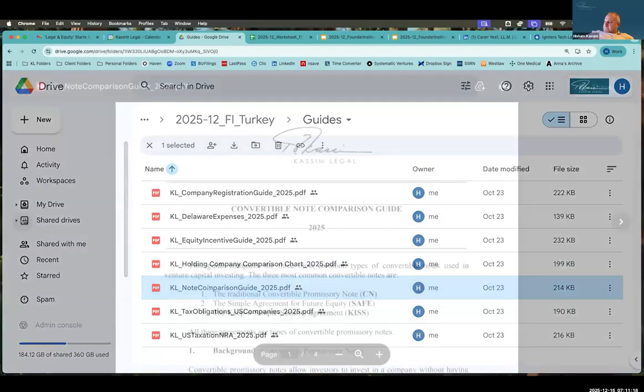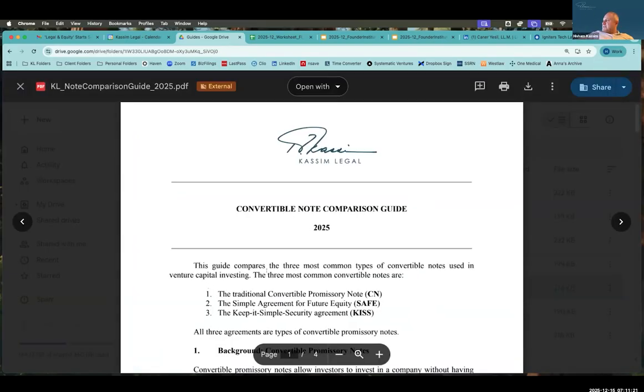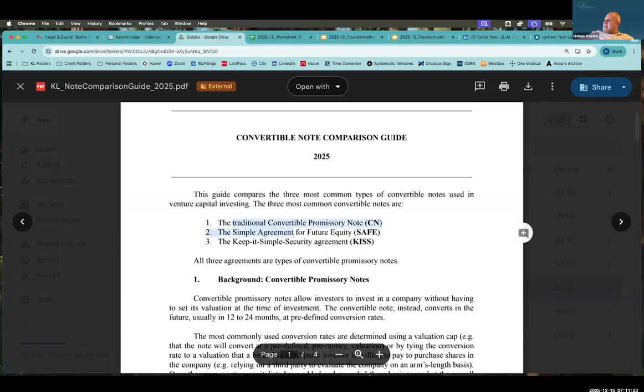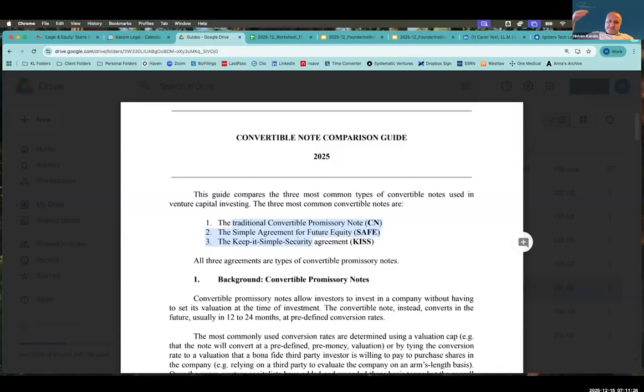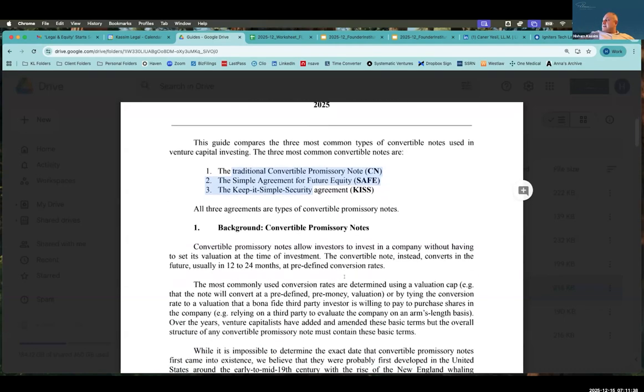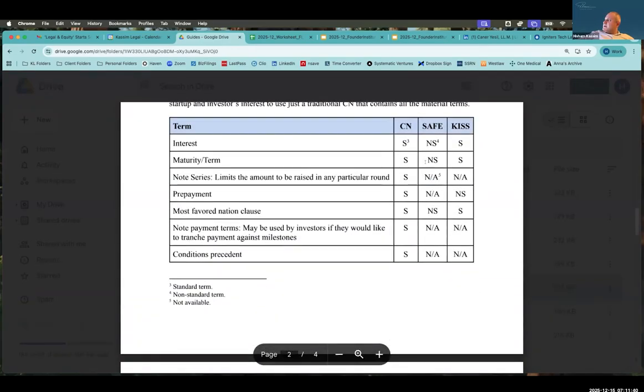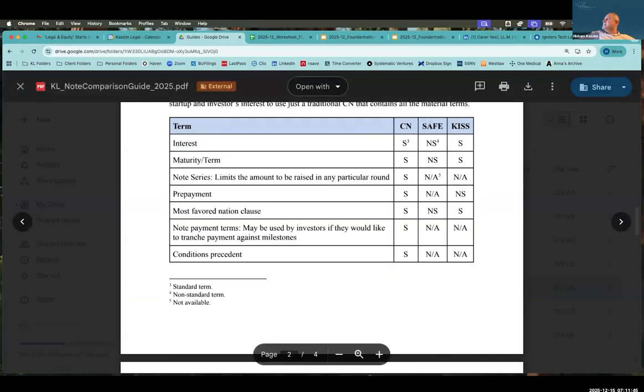Sorry, I'll be done soon. These are the various types of convertible instruments like convertible notes, SAFE, KISS. I don't know if you guys remember the KISS, but it was popular 10, 15 years ago. Before that, we had the convertible note. Now it's the SAFE, and this compares each one side by side so you could see what the differences are. Right now, everyone uses the SAFE. So that's just what most of you will use.